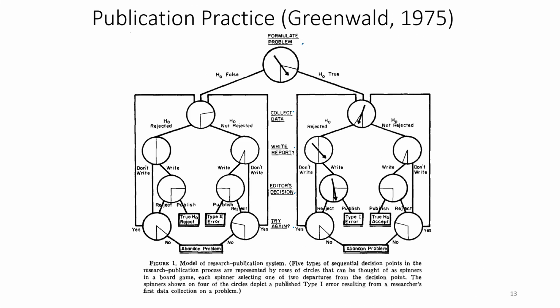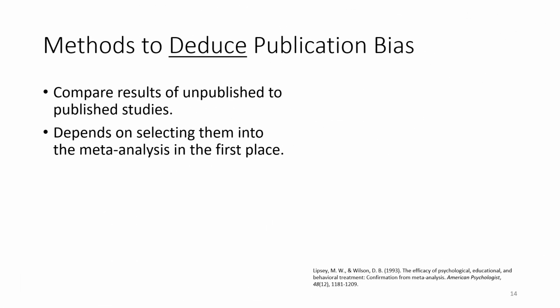So there's publication practice, and what's emerged in the decades since then is that we have developed methods to deduce publication bias. The first way, I would say the most intuitive and really compelling in many ways to me, is to compare the results of unpublished and published studies. Of course, if you don't select them into the meta-analysis in the first place, you can't do that. So those that are selecting only published peer-reviewed papers, they're walking right into publication bias, aren't they?